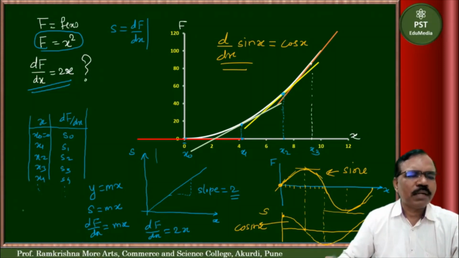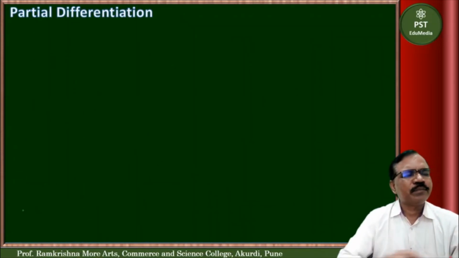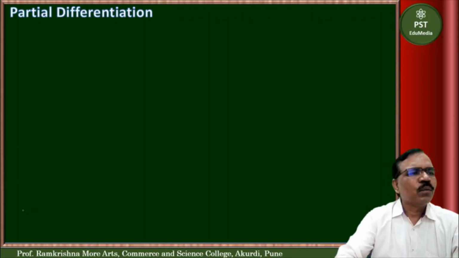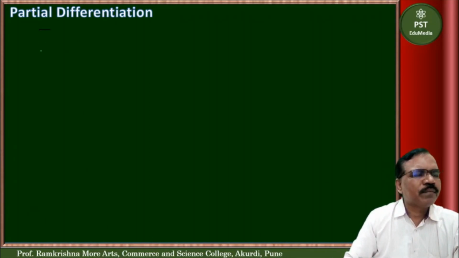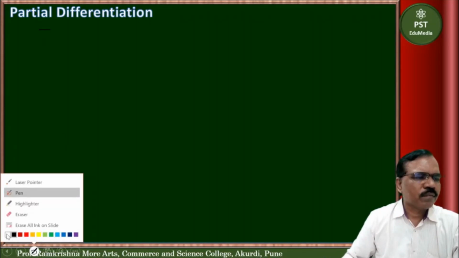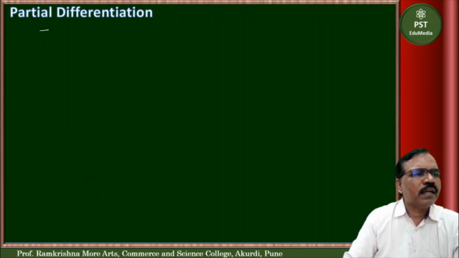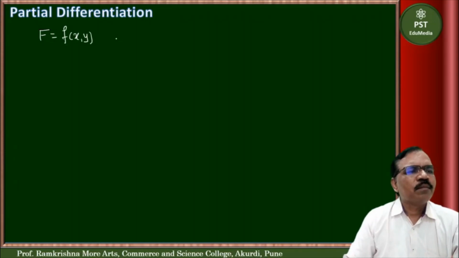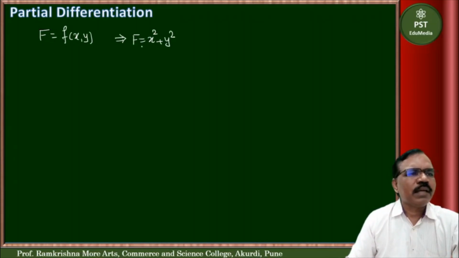Now what is the meaning of partial derivative or partial differentiation? So suppose we take some function f that is function of two variables, suppose x, y. For example, we can take f is equal to x square plus y square. Simple function I have taken. So f is function of x y.